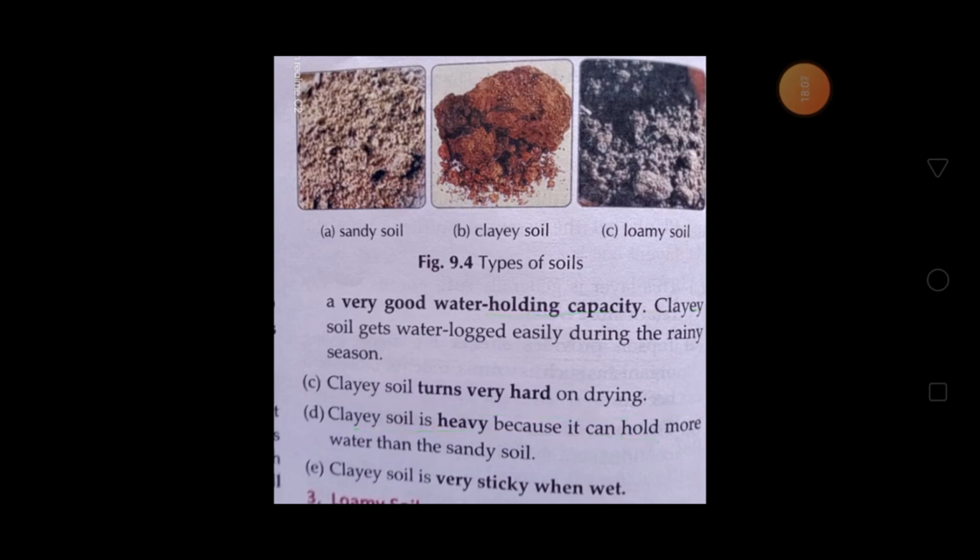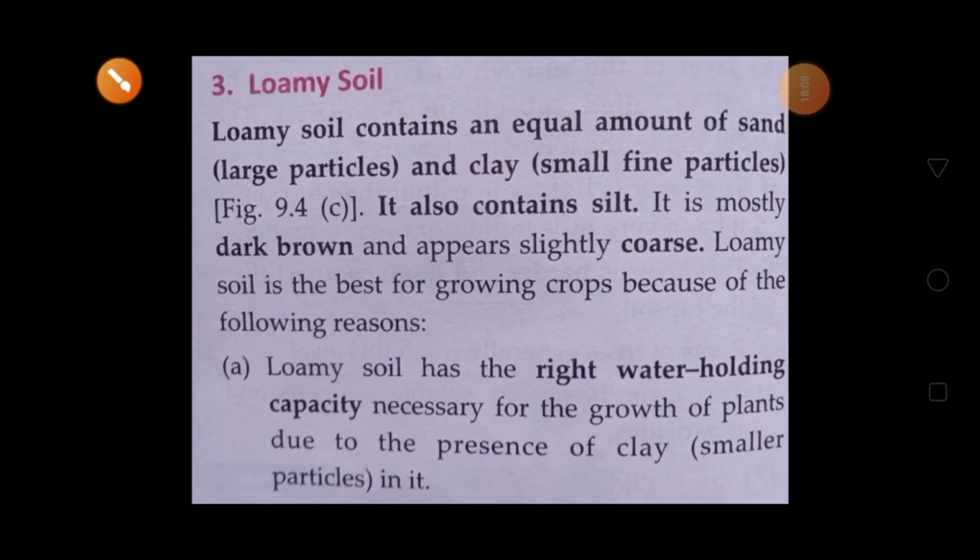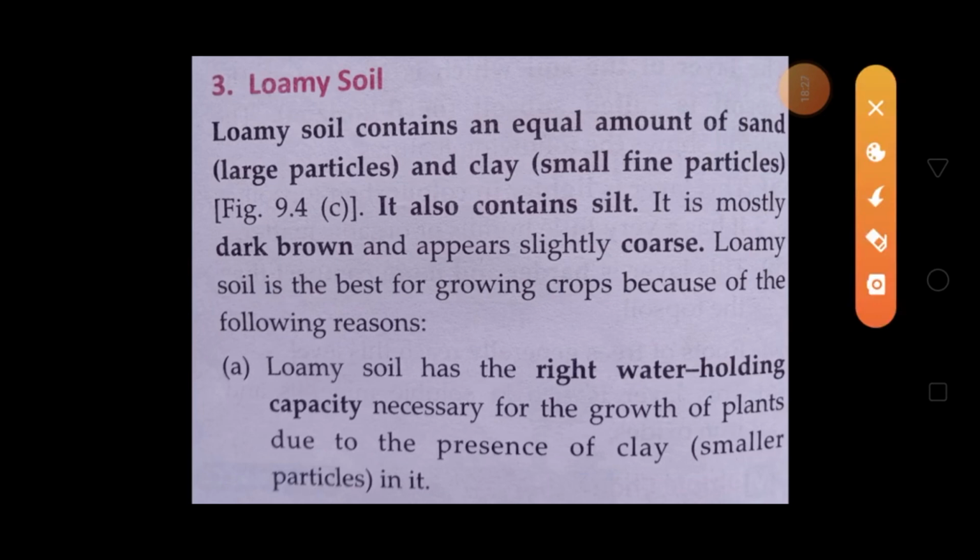Clear, children? Last is loamy soil. It is a perfect soil for the growth of plants and trees. Why? Because it has more humus, which makes loamy soil more fertile. Loamy soil contains an equal amount of sand and clay. It also contains silt particles. It is dark brown in color.